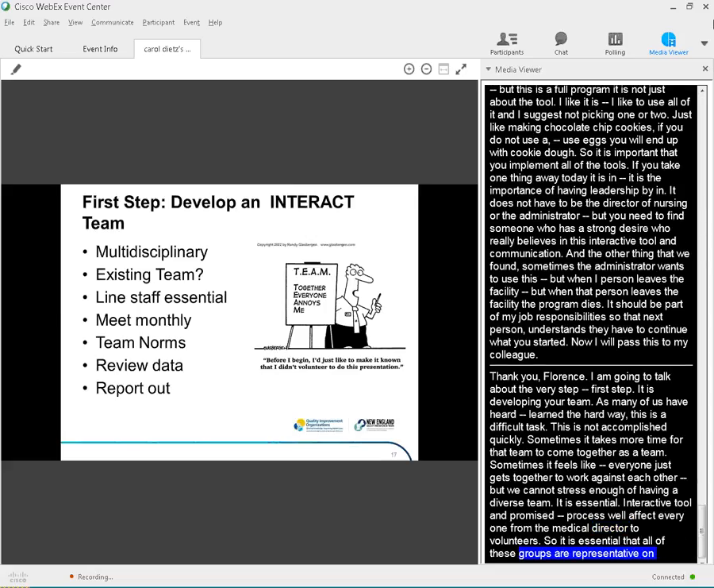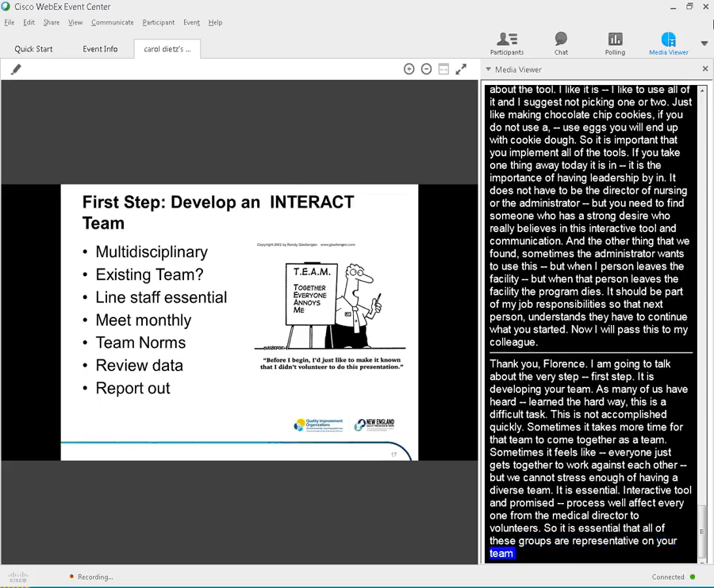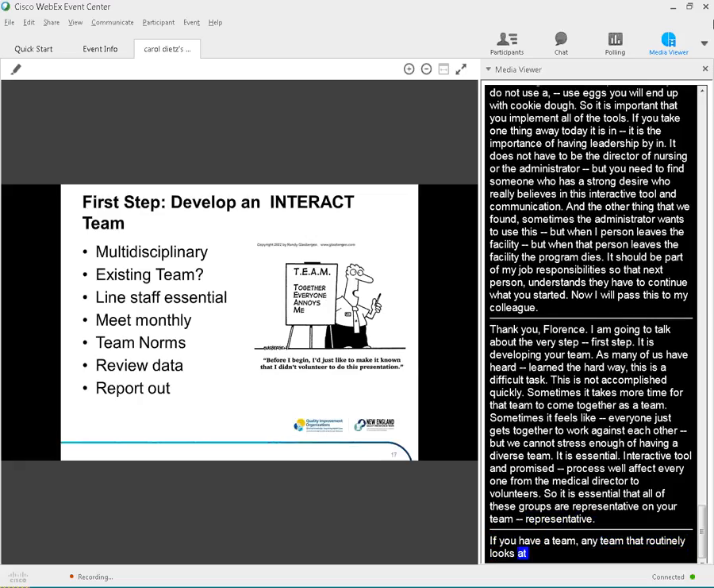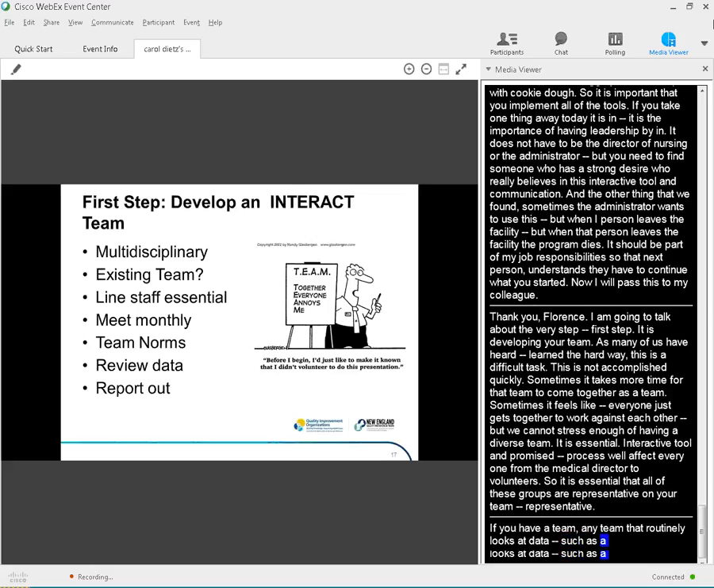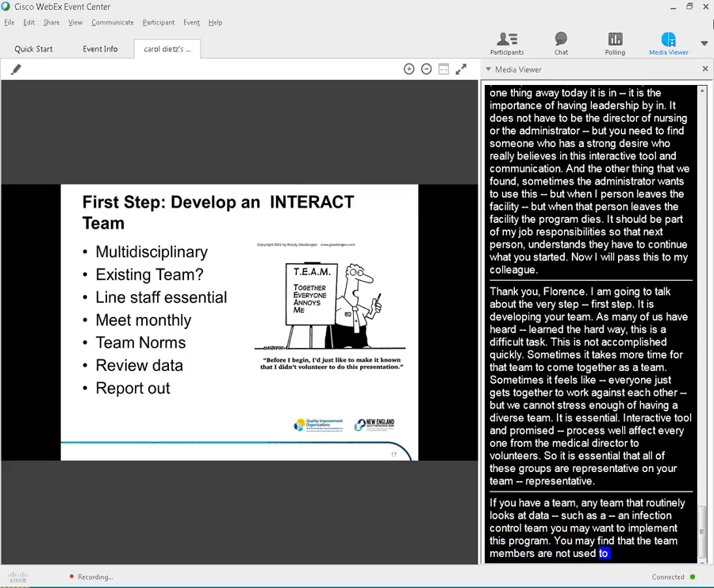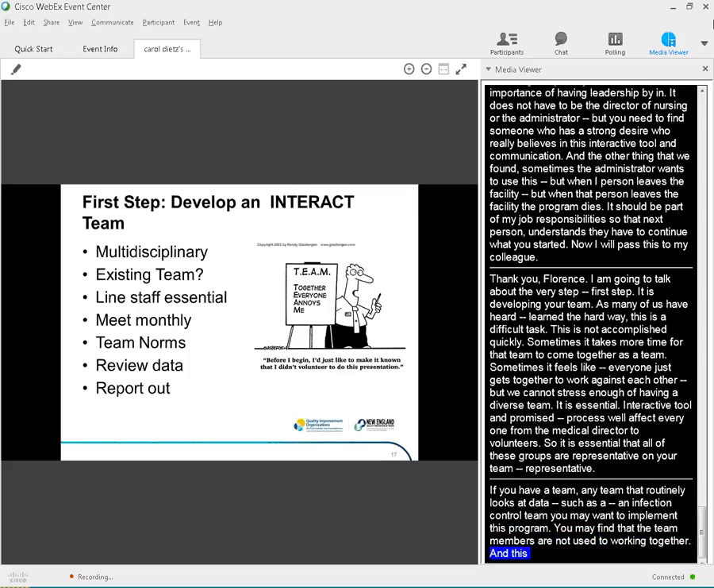We understand that it is difficult to pull busy staff away from resident care, so if you have an existing quality improvement team or any team that routinely looks at data, such as a pressure ulcer or infection control team, you may consider adding Interact implementation to that team's task, with the expectation that other team members may need to be added for this particular initiative. You may find the team has members who are not used to working together or have not been on any team, and this is why the designated facilitator is important. I'll talk about that a little bit more in a minute.